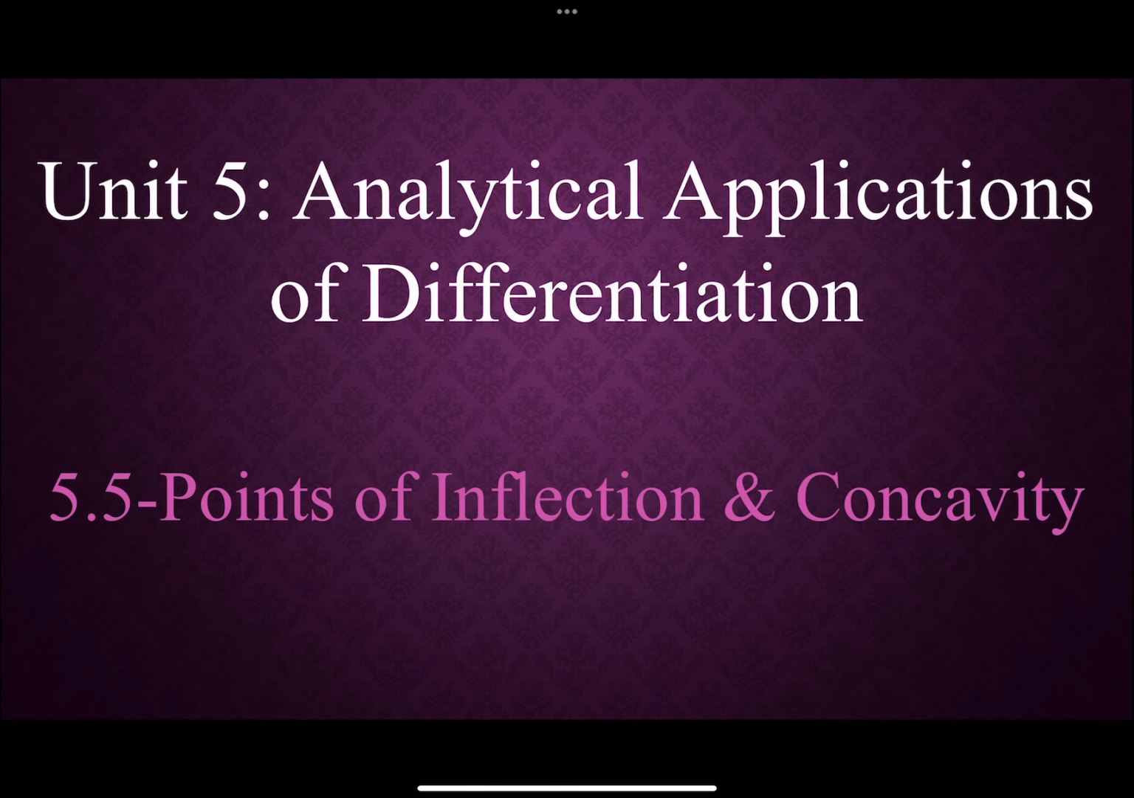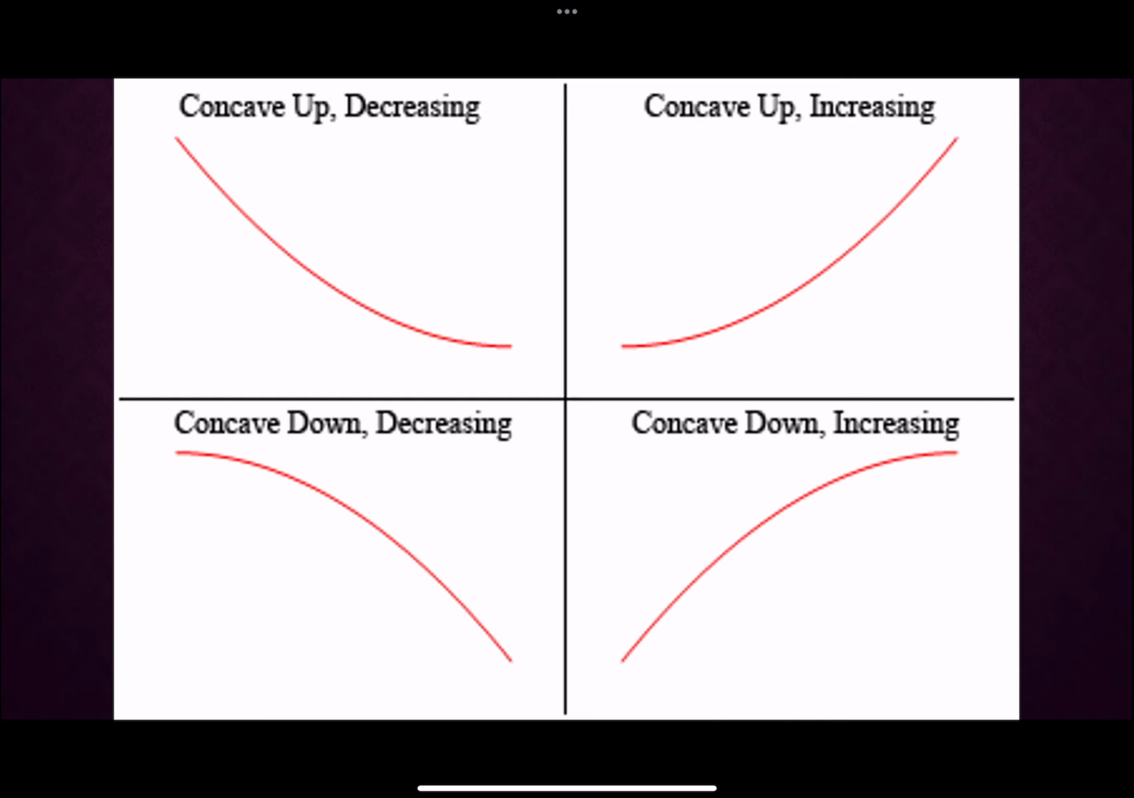All right, welcome back. So our next topic here in Unit 5 is the idea of points of inflection and concavity. So these are now dealing with second derivative locations and how it changes the shape of the graph. So concavity comes in four different ways you can look at it. Either it's concave up and decreasing, concave up and increasing, or concave down decreasing, concave down increasing.